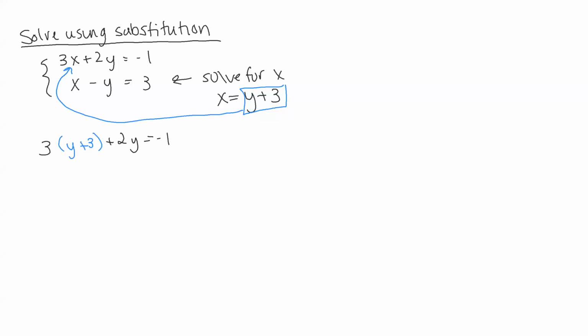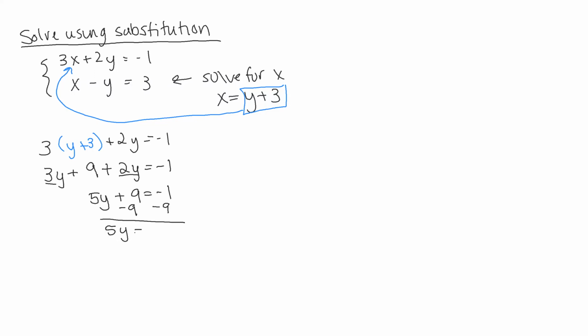I'm going to start by distributing a 3. 3 times y is 3y. 3 times 3 is 9. And then the rest of the equation is plus 2y equals negative 1. Now I can simplify. I've got 3y plus 2y combined. That gives me 5y plus 9 equals negative 1. I want to get my 5y by itself, so I'm going to subtract 9 from both sides.